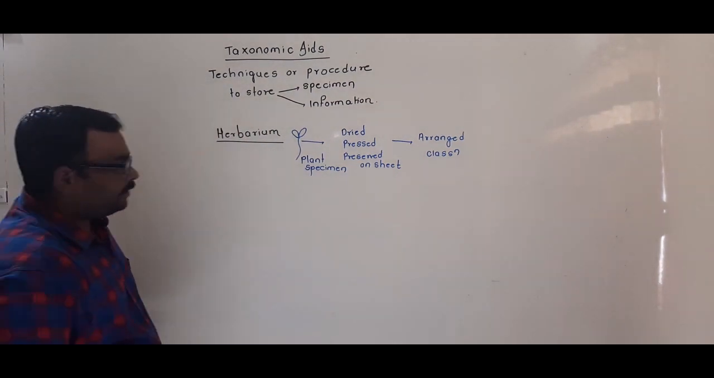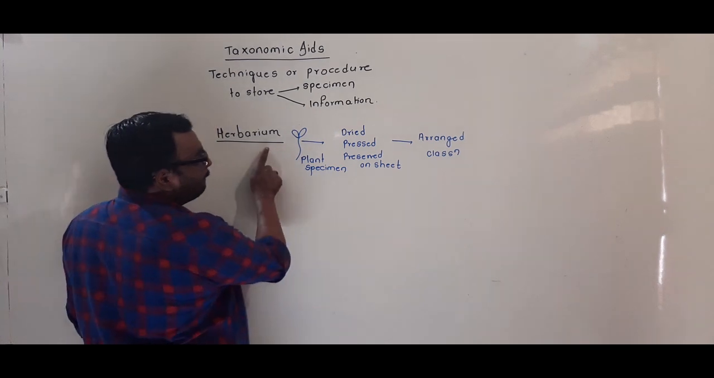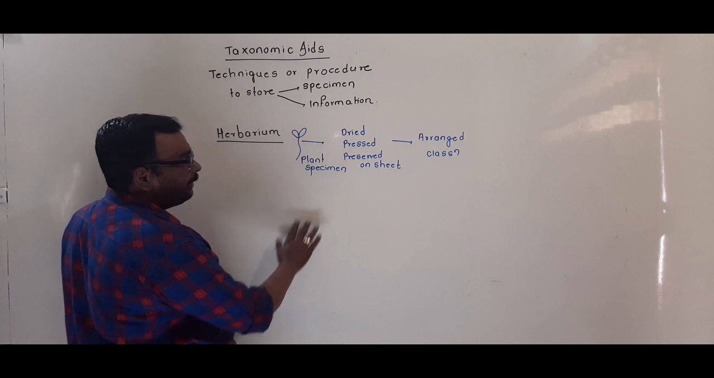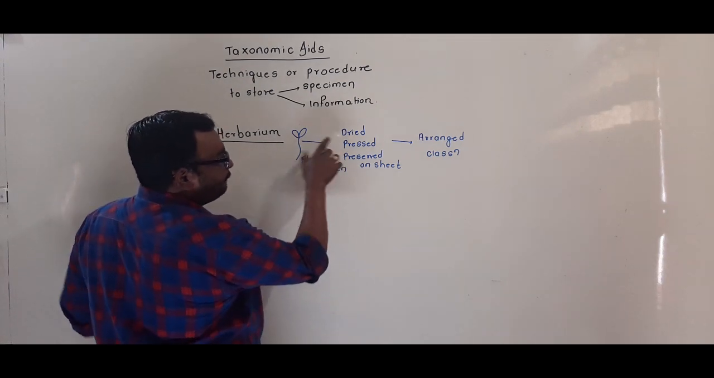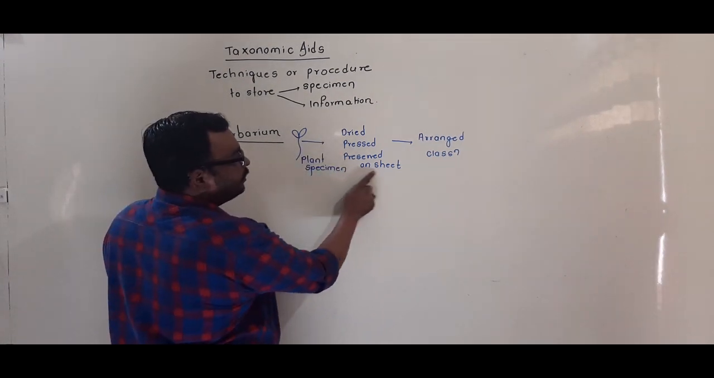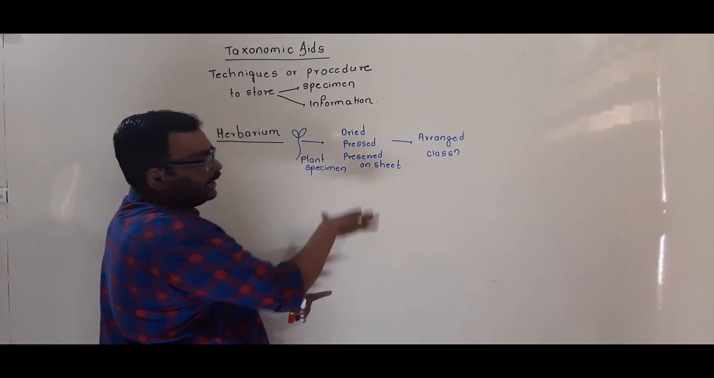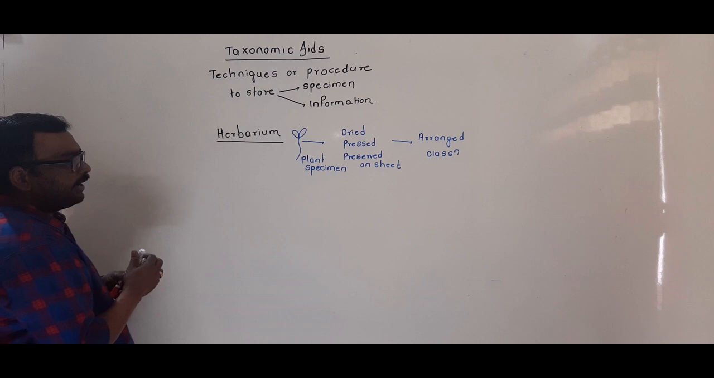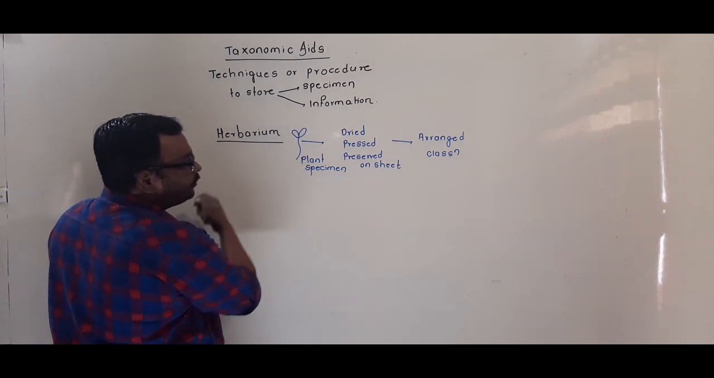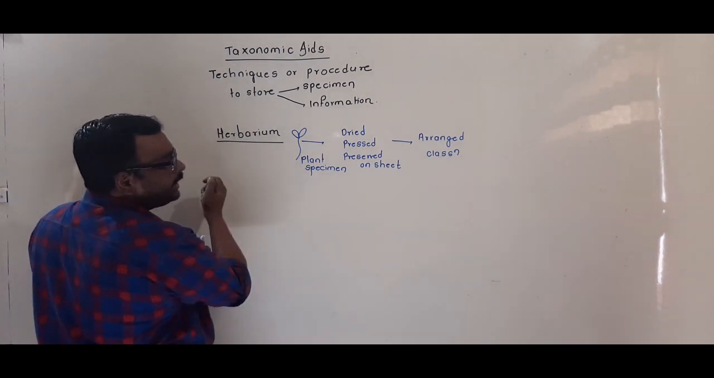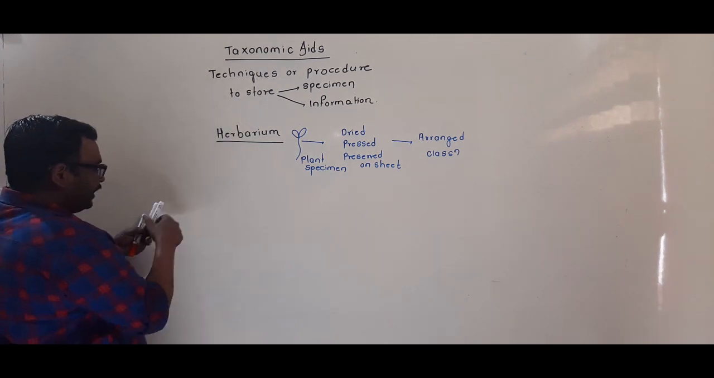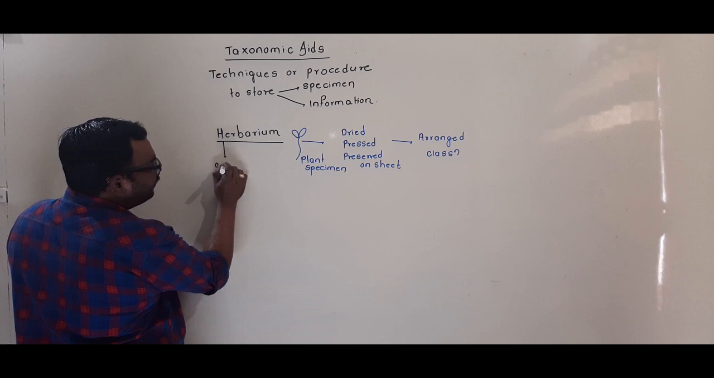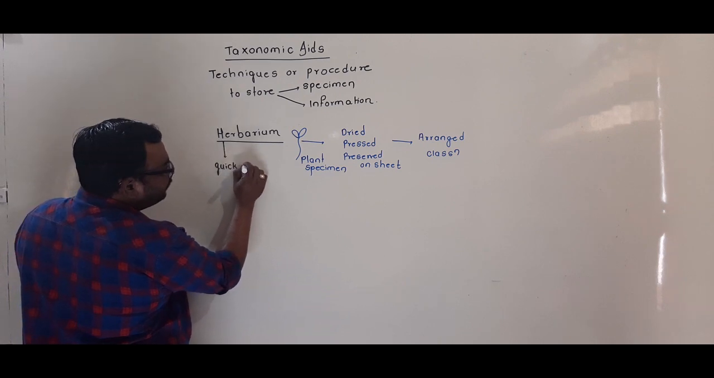So what is meant by herbarium? Herbarium is a collection of plant specimens that are dried, pressed and preserved on sheets, and all the sheets are arranged according to universally accepted classification. That's why, when any taxonomist wants to study a plant, he can easily get the sheet and study that plant. That's why it is said that a herbarium becomes a quick referral system.